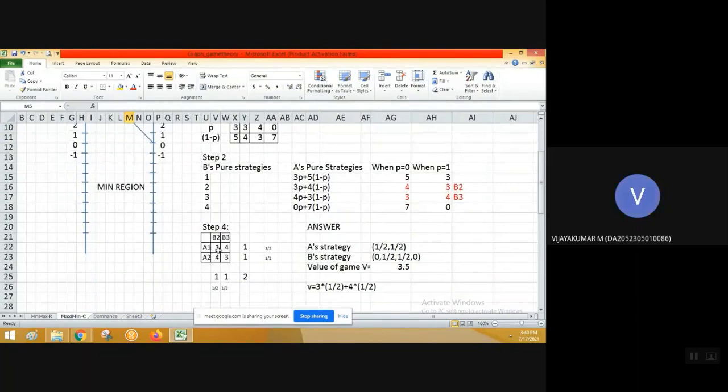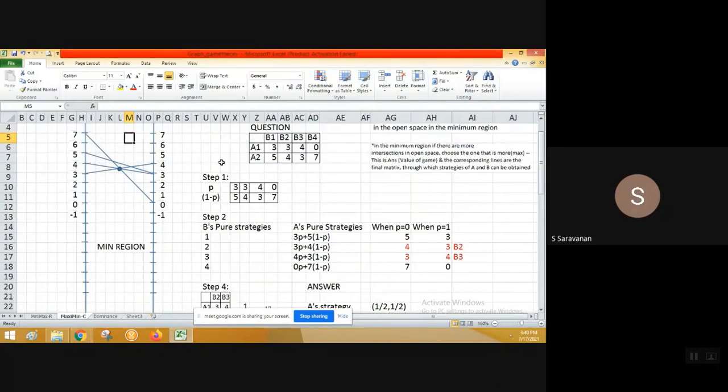So in step 4, you see, this one is avoided, right? A1, A2. I would say that B1 is avoided, right? B1 is avoided. 7 and 5 and 3. So this 5 and 3 we no need to consider, right? 5 and 3 is B1. So leave that B1. So B1 is 0. So now B2, B3, B4, A1, A2. So anything you can take, you will get the answer.